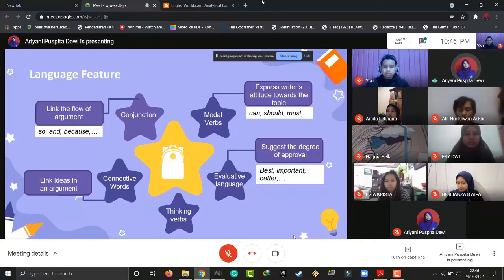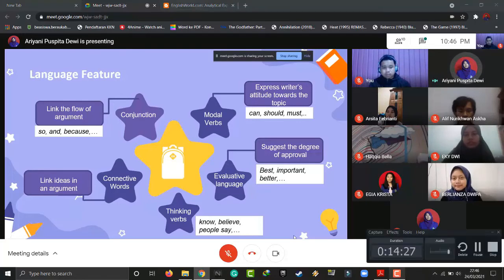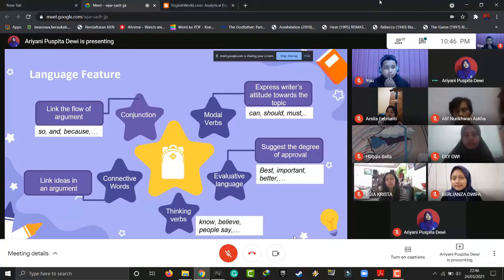Okay, and then the fourth language feature is about thinking verb. Usually they use something like know, believe, or people say. For example, about the apple, they can use something like, based on a doctor from hospital X says that eating an apple a day can reduce heart attack risk, like that.